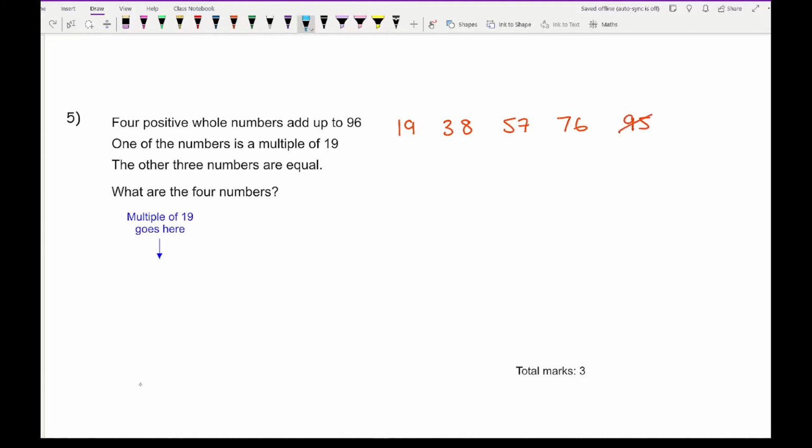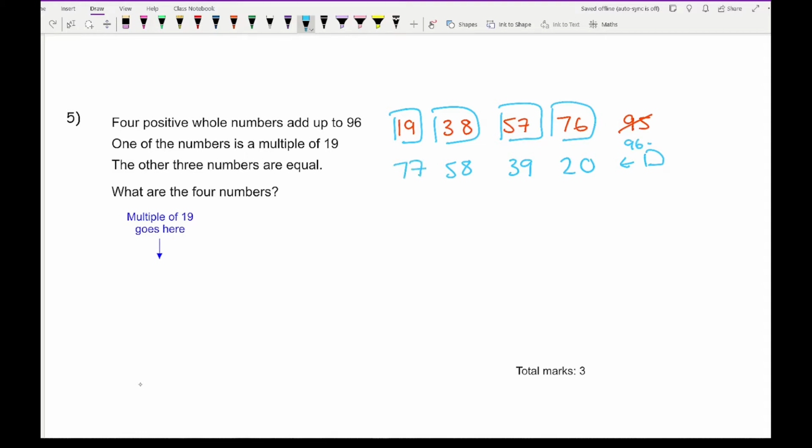So here what I now need to do is take away these numbers. It's definitely going to be one of these four numbers. If I take away the number from 96, well, this one's going to be 20. So I've got 96 take away 57, which gives me 39. 96 take away 38 gives me 58. And 96 take away 19 gives me 77.